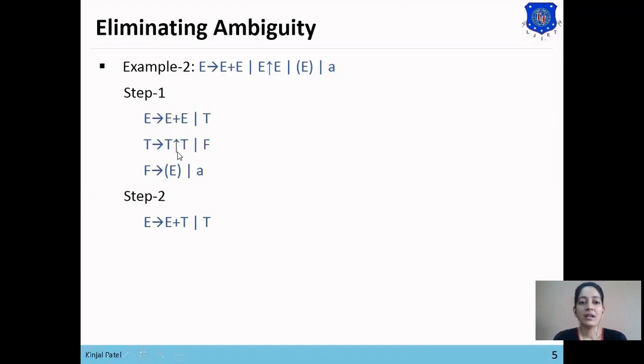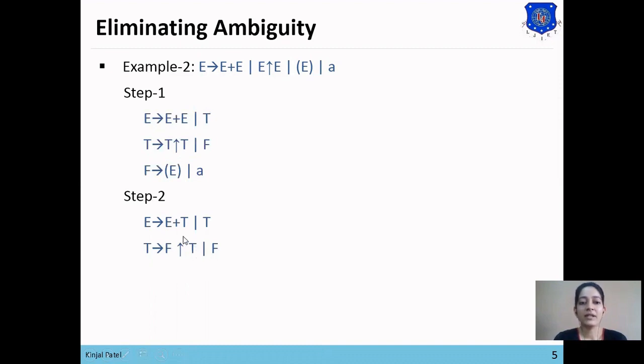Now power is right associative. So we need to make this grammar as a right recursive. So for that we will change the left symbol of the grammar rule. So here T will be replaced with the symbol F. You can see that T produce F power T or F. So in second level, we have made our grammar right recursive.